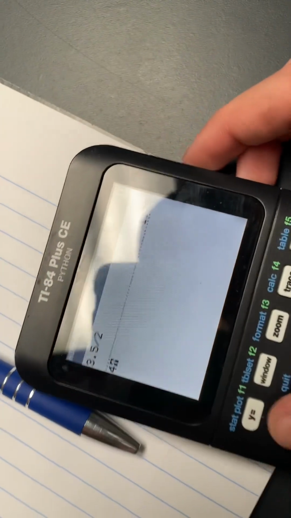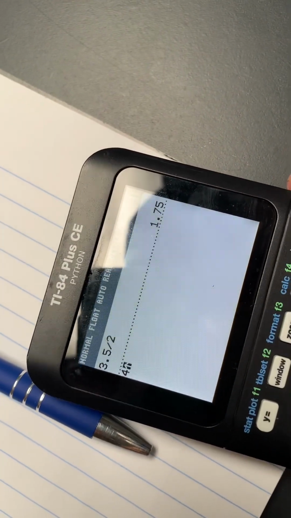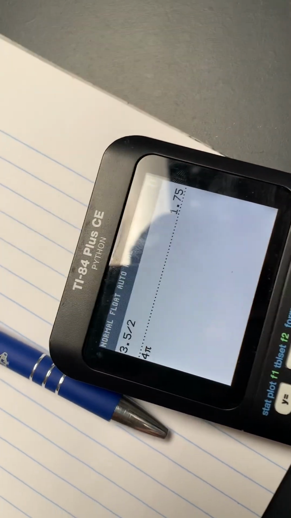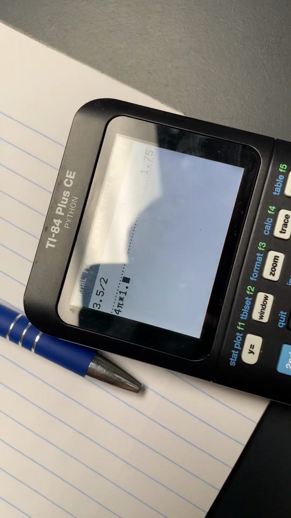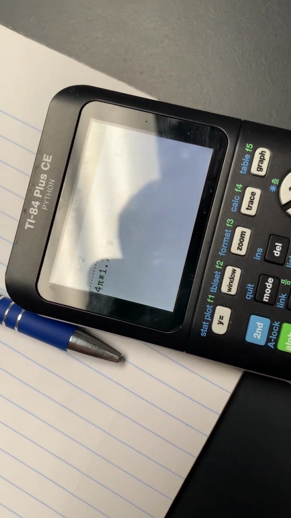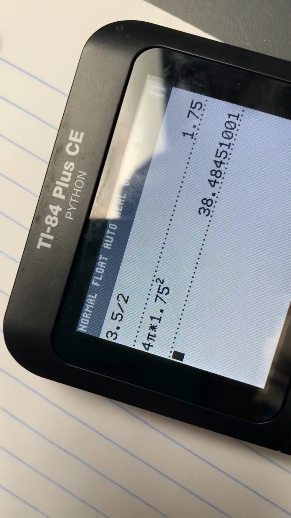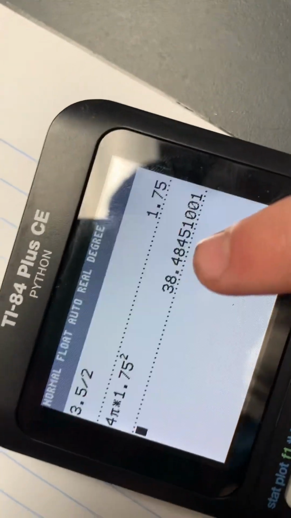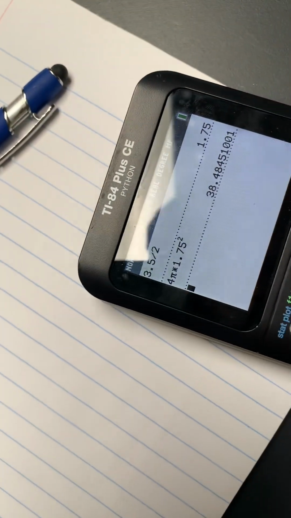So 4 pi times 1.75 squared is 38.484, or 38.5 if you round up. And that's the area of the sphere.